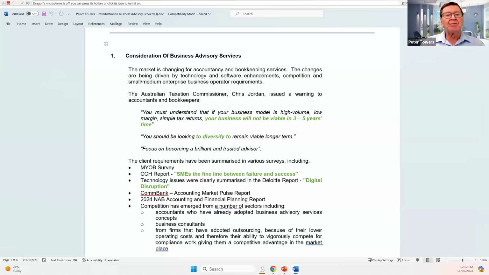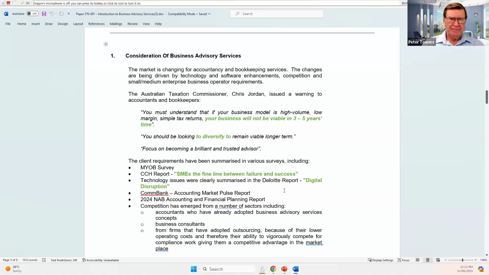Because there'll be other people who were supplying a whole range of services at the end of the market that Mr. Jordan referred to, who will take notice of his advice and will be changing their business operations, which in most cases will mean they'll be looking to offer additional services. So that will ultimately cause competition to increase in the overall market. Jordan said you should be looking to diversify to remain viable longer term. He then made his closing and very hard-hitting comment, in my opinion: focus on becoming a brilliant and trusted advisor.